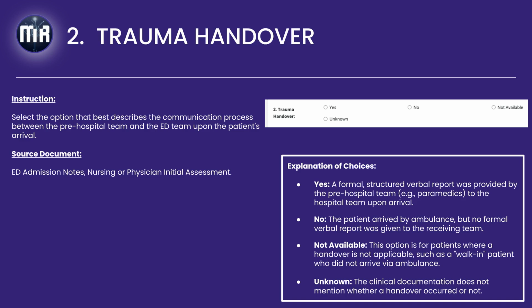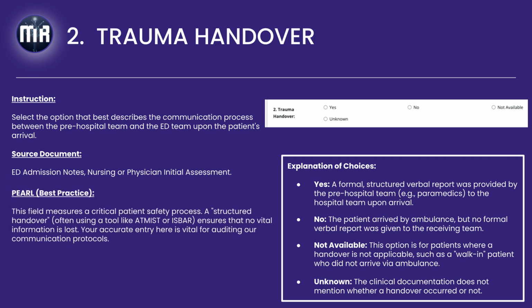upon arrival. You will select no if the patient arrived by ambulance, but for some reason, no formal verbal report was given. You will select not available for patients where a handover is not applicable, with the most common example being a, quote, walk-in patient who did not arrive via ambulance. And finally, you will select unknown if the clinical documentation does not mention whether a handover occurred or not.